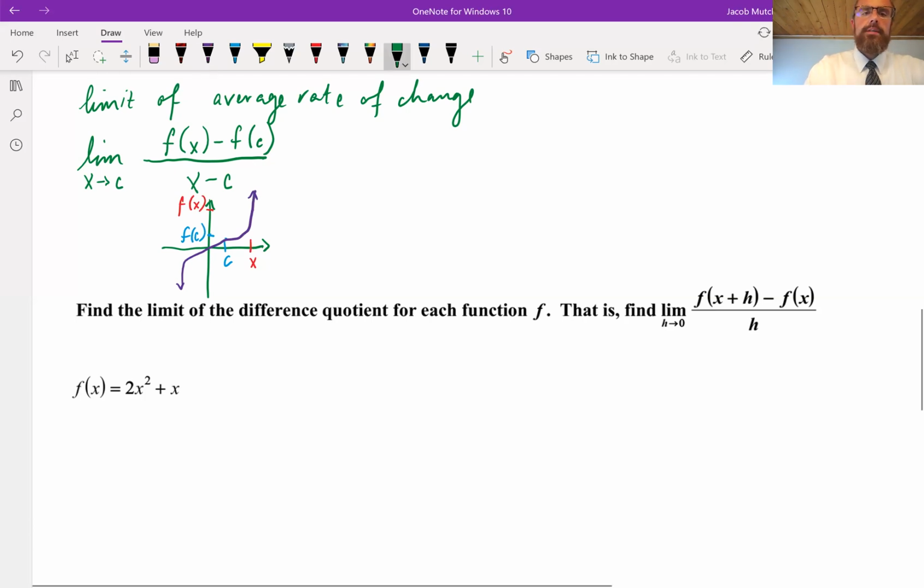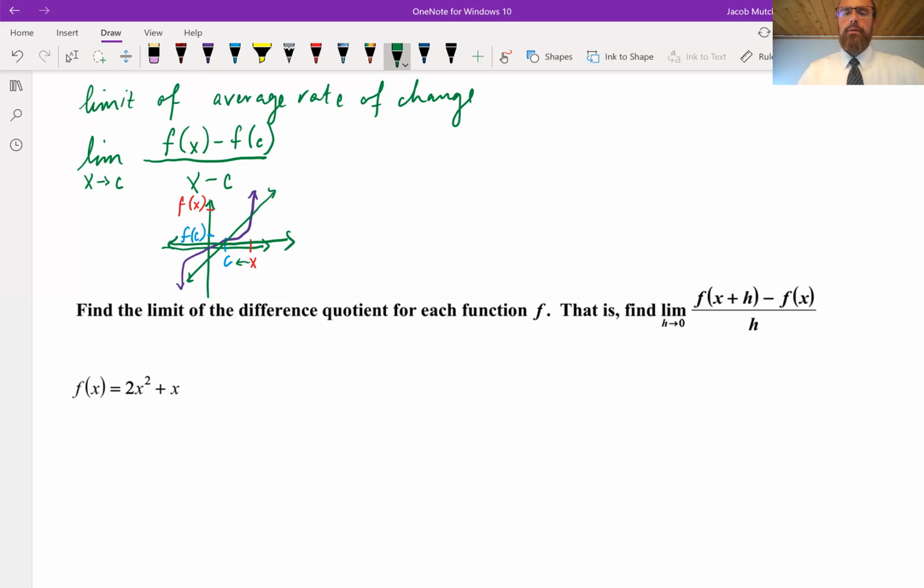The idea was that this expression gives us some kind of secant line slope. And remember, a secant line is a line that crosses a curve twice. But the claim we were making is if we take the limit as x gets closer and closer to that c value, it's moving away from being a secant to being a tangent that intersects the curve in just one point. That's what we're really doing when we're talking about the limit of the average rate of change.